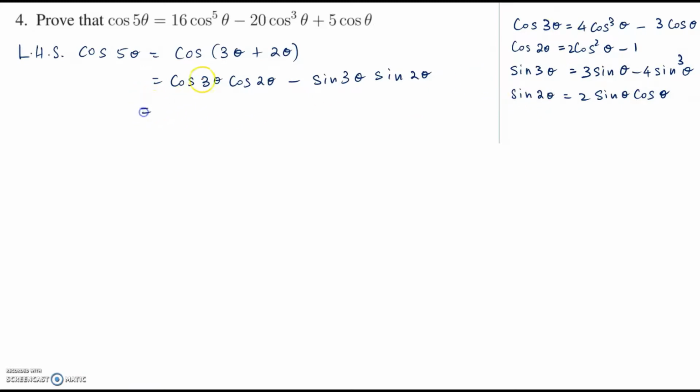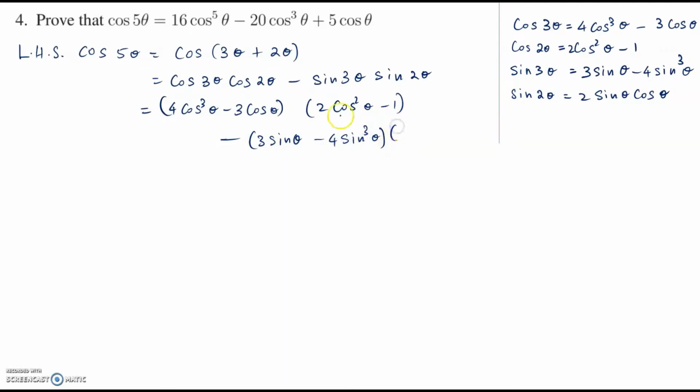So let's apply them onto this. So instead of cos 3 theta, we would say 4 cos cube theta minus 3 cos theta. And instead of cos 2 theta, we will put 2 cos squared theta minus 1, and then sine 3 theta would be 3 sine theta minus 4 times sine cube theta into sine 2 theta would be 2 times sine theta cos theta. Okay, now let's expand this further.